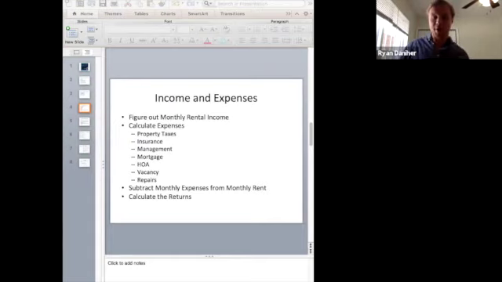And then you have repairs. So this is an estimate. I usually use between 5 and 10% based on how old the property is and when it was last renovated. If it's a turnkey property and it's been renovated recently, maybe 5% would be a good number. But if it's an older property, you might want to put like a 10% repair cost in there per month.